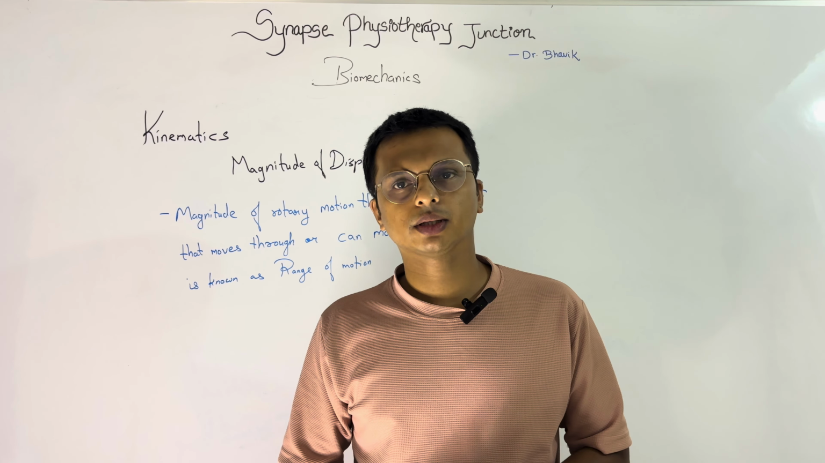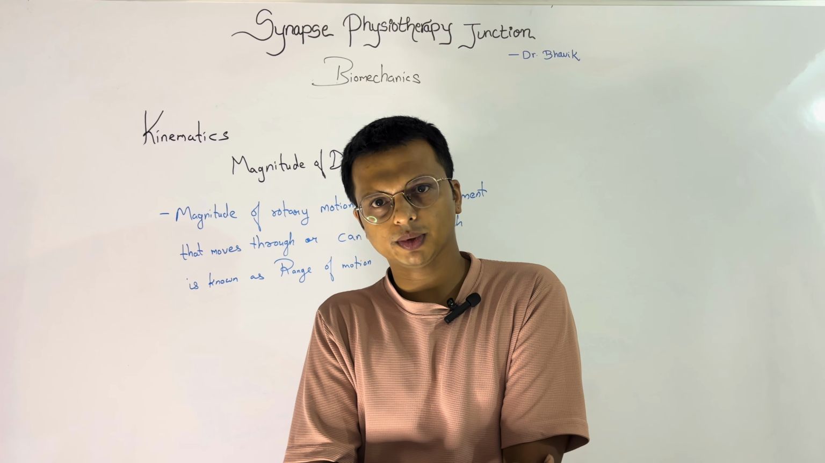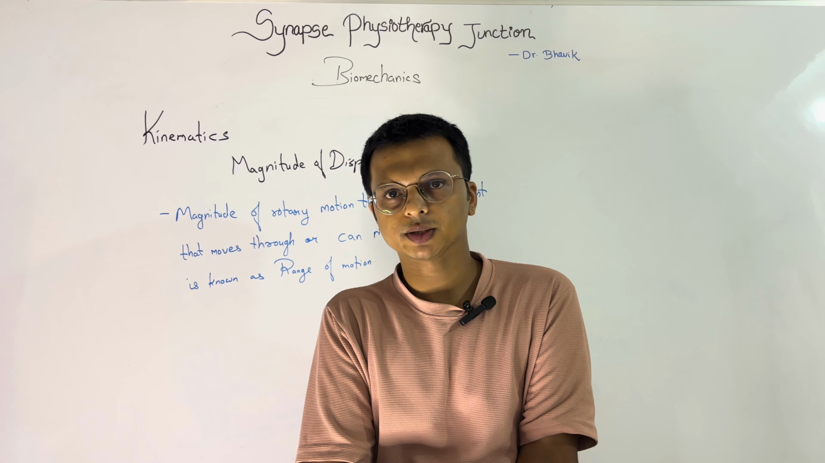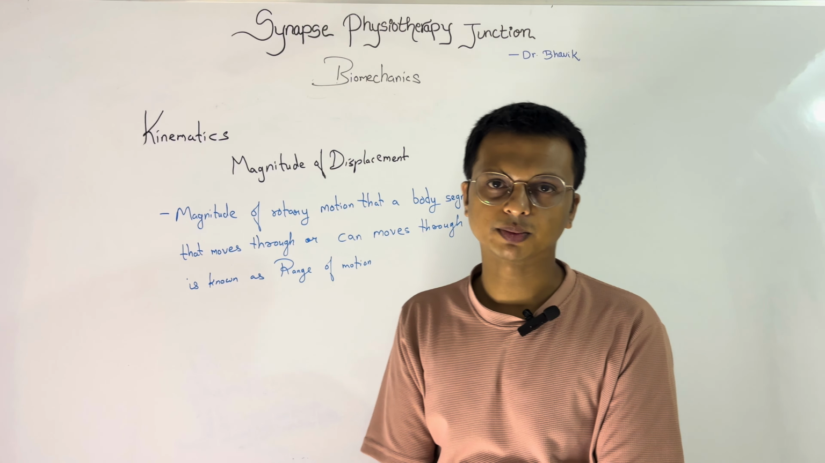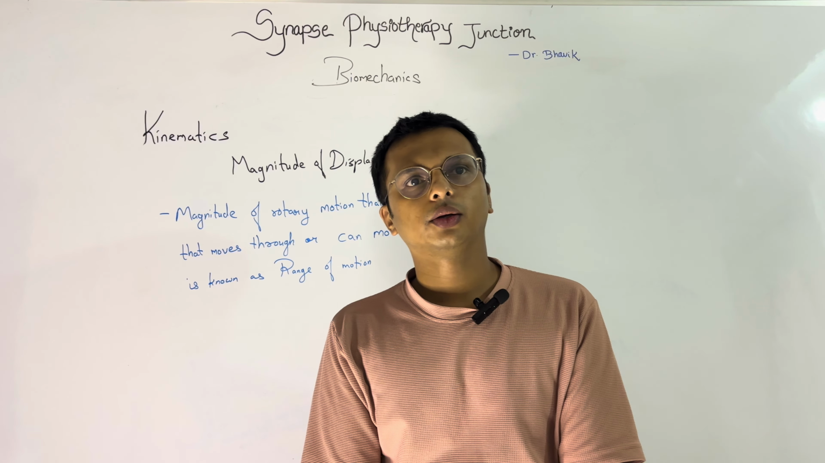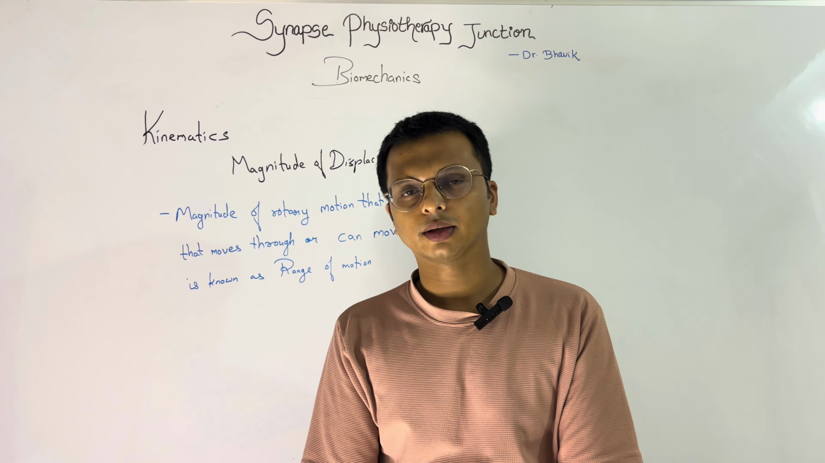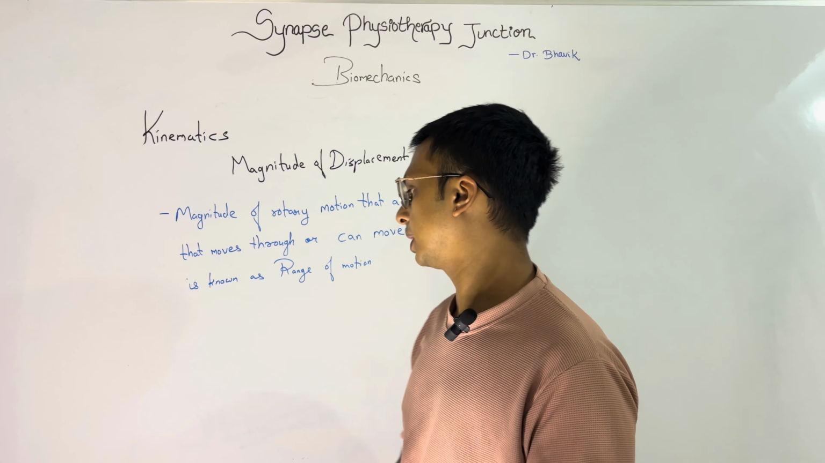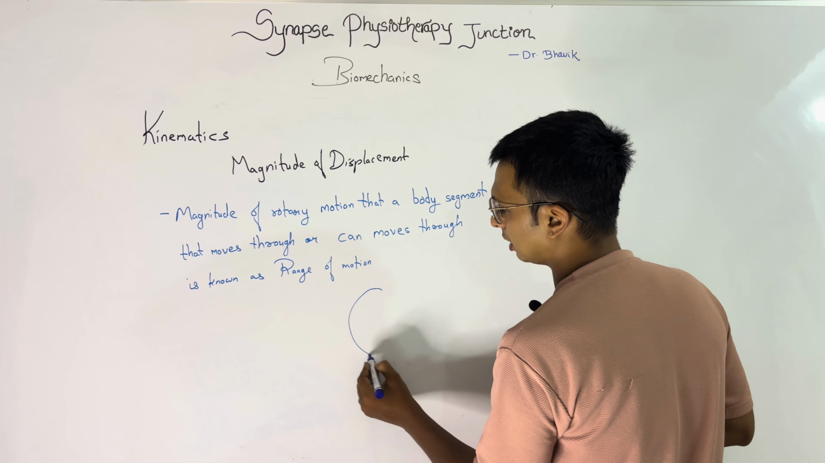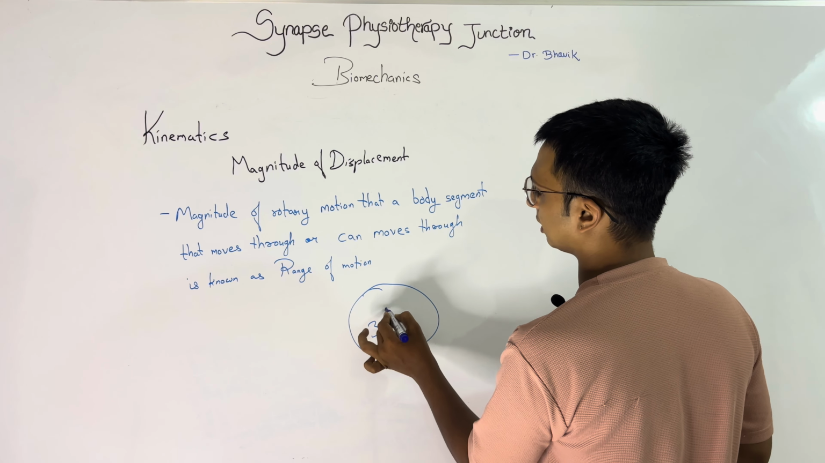Welcome to Physio Synapse. So far we have covered type of displacement, location of displacement and direction of displacement. Now the fourth variable of kinematics is magnitude of displacement. You have seen there are two types of movement, rotary and translatory. So suppose there is a circular movement or rotary movement. There is a circle, which is always 360 degrees.